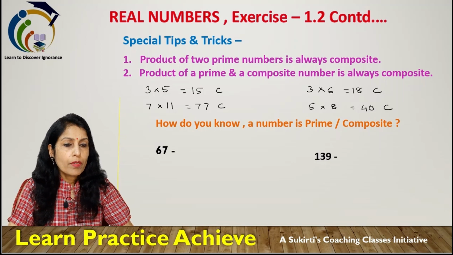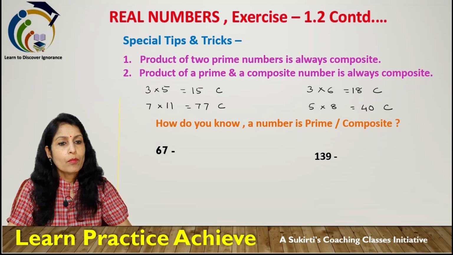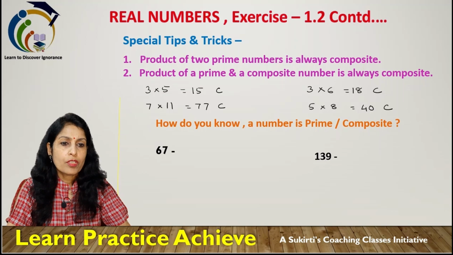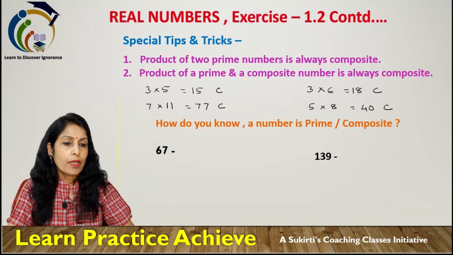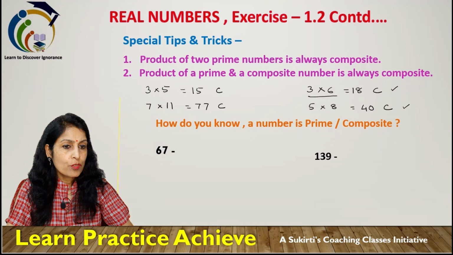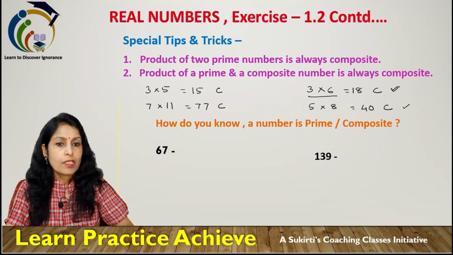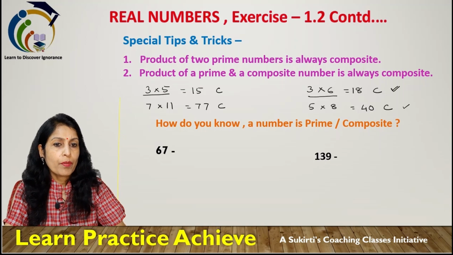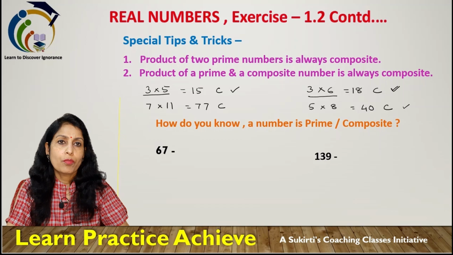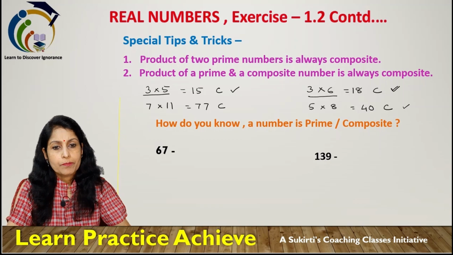So whenever we multiply a prime number with a composite number, we always get a composite number. So in both the cases, prime number with composite number, that is composite. Prime number with prime number, again we will get a composite number. So these are the tips for prime numbers and composite numbers.